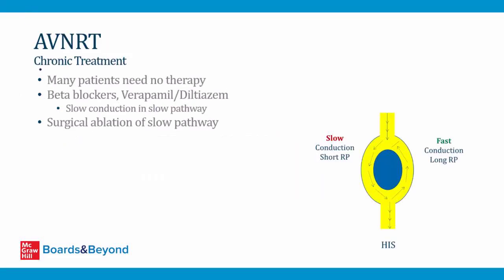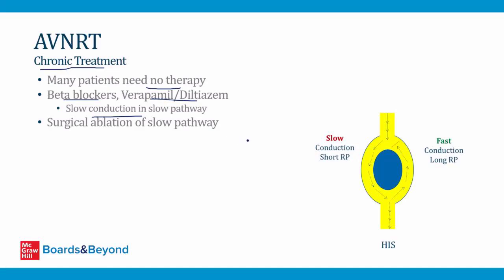And then I'll finish with just one slide on chronic treatment. So many patients have very infrequent episodes of AVNRT, so they don't need any long-term therapy. But if patients keep having lots of episodes, sometimes they're asked to take an oral drug every day, like a beta blocker or verapamil or diltiazem. These drugs slow conduction in the slow pathway, and the idea is that they will slow it enough that the patients won't have episodes of AVNRT.